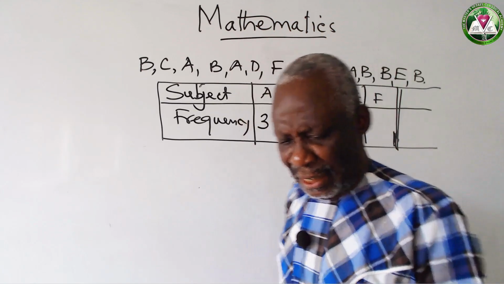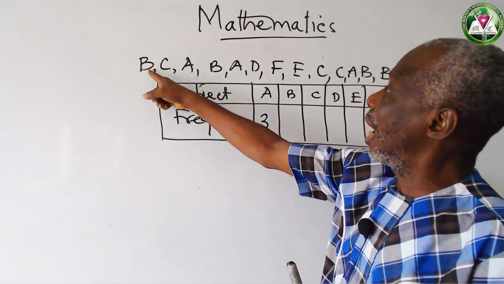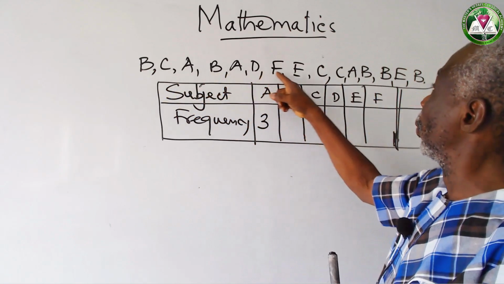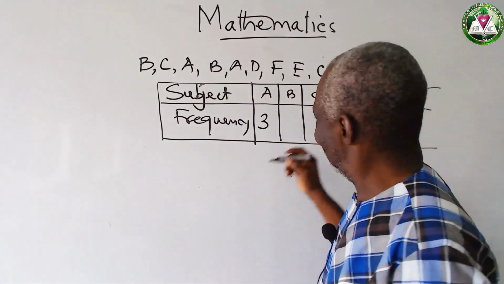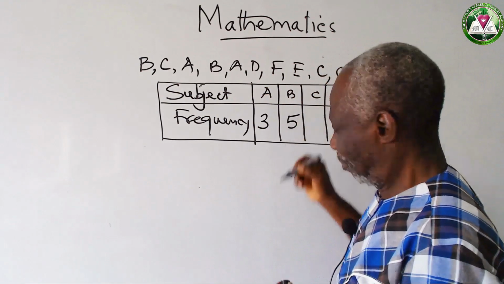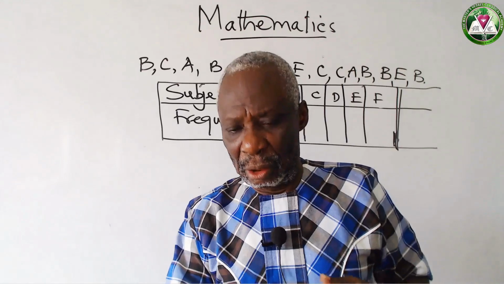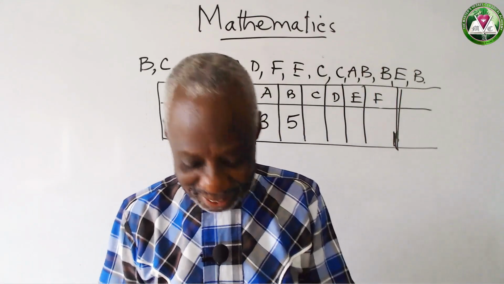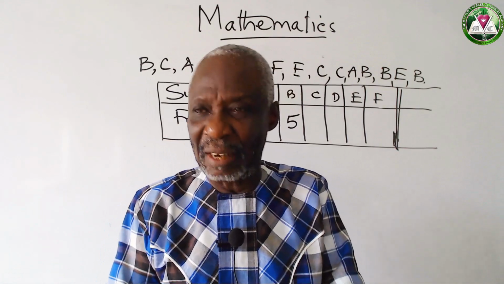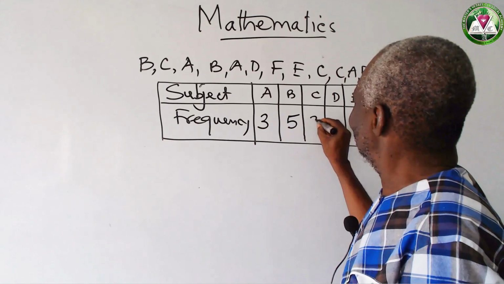And if you look at it, here B is going to give you, let's see, 1, 2, 3, 4, and 5. That's correct. 5. Samson, how many C's do you have there? Good. That's all right. So the C's are 3 there.